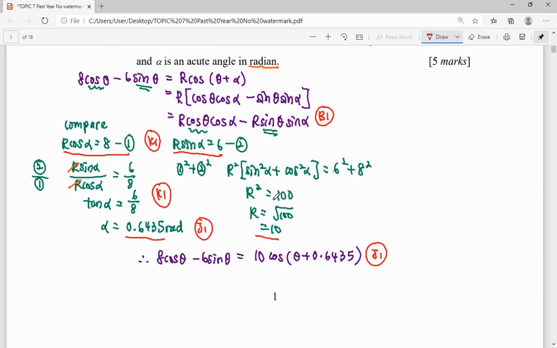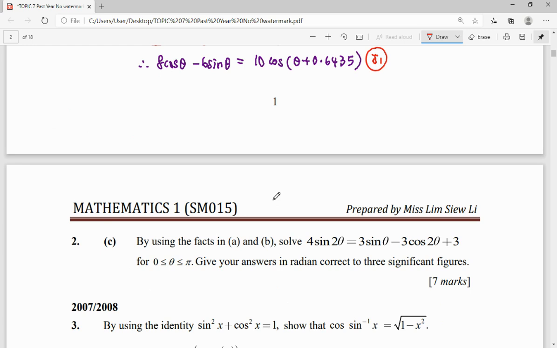Then we're going to see the next question. They say use the results of A and B. We have to solve this. So we have to solve this for theta in between 0 and pi. Means we solve it in the mode of radian. So give your radian answer correct to 3 significant figures.